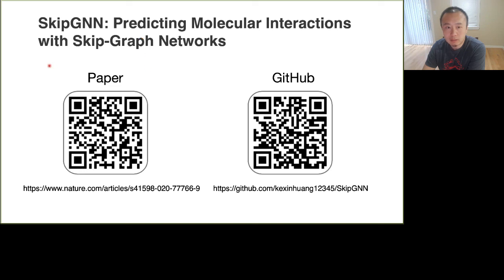So to summarize, we talked about a paper for predicting molecular interactions with skip graph networks. If you're interested, you can check out the paper and also the code on GitHub.